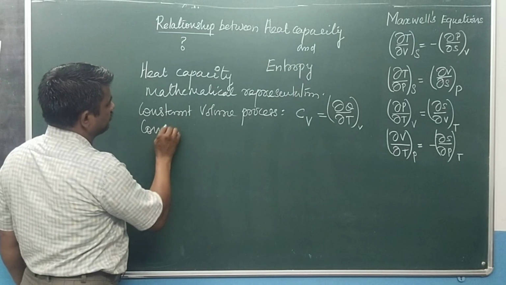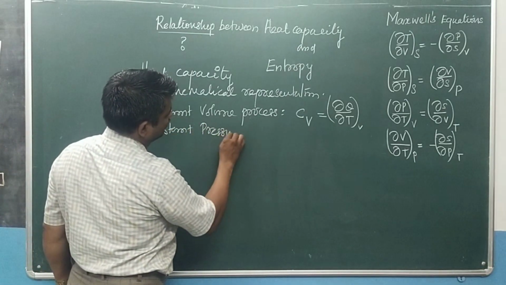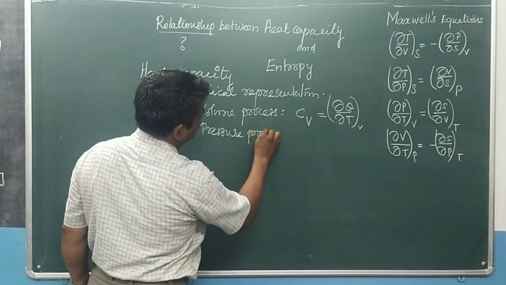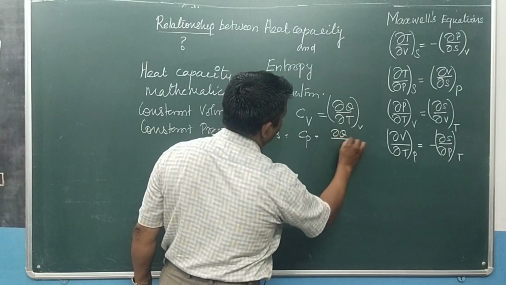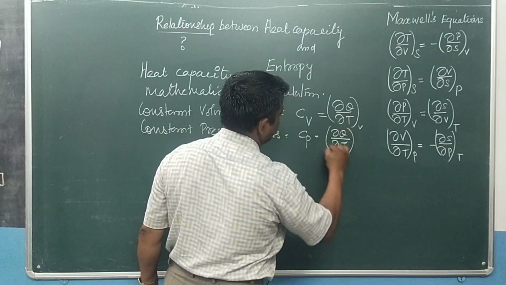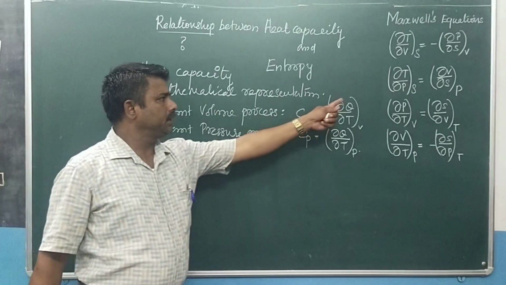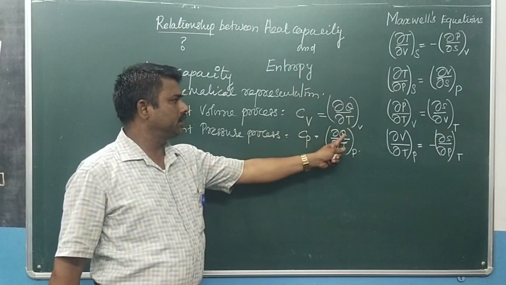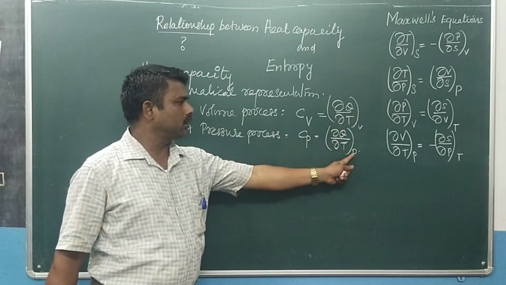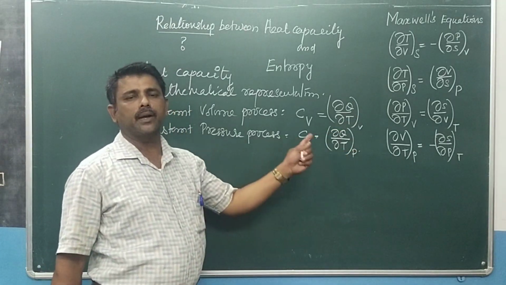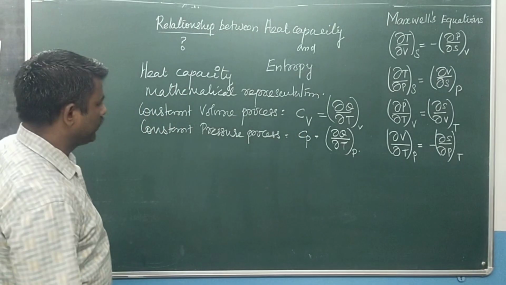For a constant pressure process, Cp is equal to ∂Q divided by ∂T at constant pressure. Clear? Changes in heat content with respect to temperature. This is the constant volume process. This is the constant pressure process. This is the mathematical form of heat capacity for both pressure and volume.